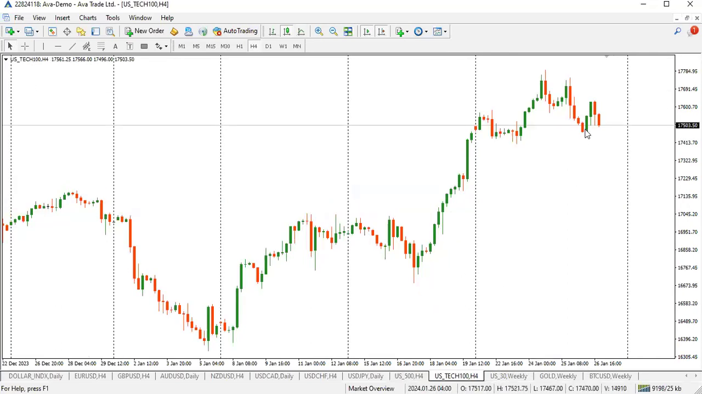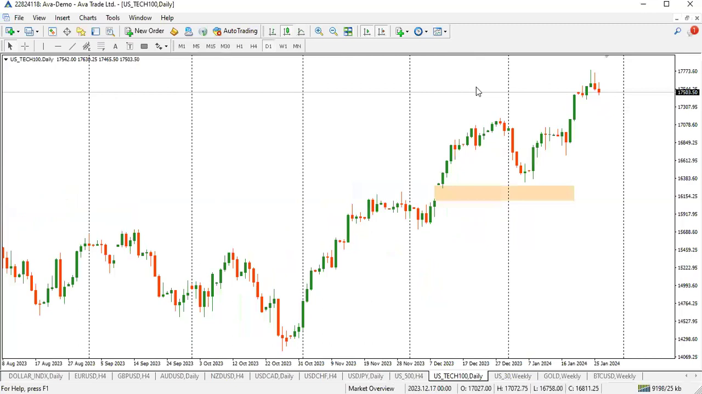This could run these stops here, trade into inefficiency and see a rally higher. Daily time frame. This is another block, old high. Price could trade up to this old high and resume its bullish movements.